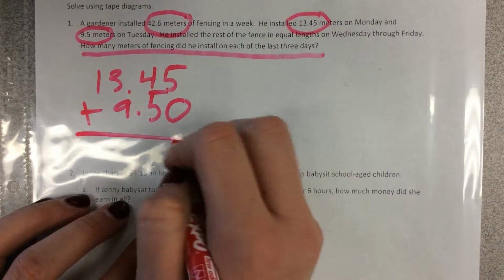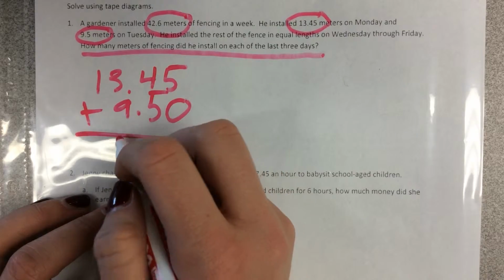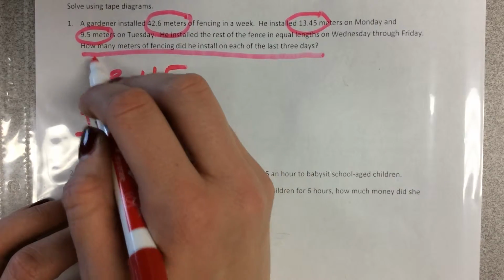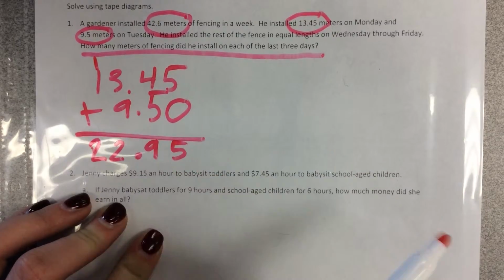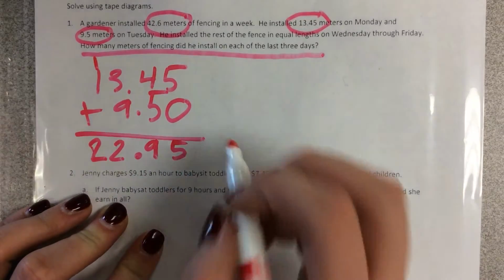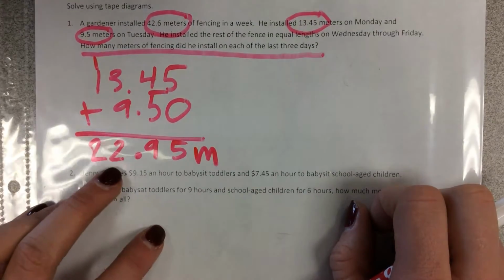5 plus 0 is 5. 4 plus 5 is 9. Bring down that decimal. 9 plus 3 is 12. Carry your 1. 1 plus 1 is 2. So we have 22.95 meters. Don't forget that unit. So that's what he did on Monday and Tuesday.